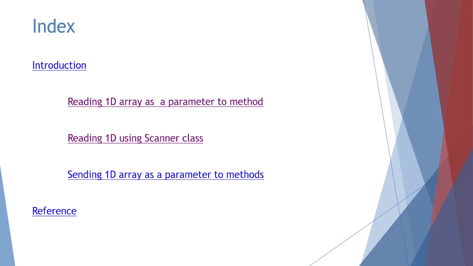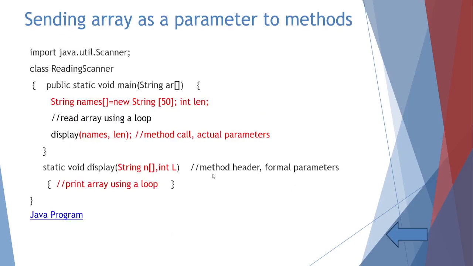Let's see sending a one-dimensional array as a parameter to methods. Import java.util.Scanner, reading scanner, but here please observe, void main has two variables. These variables are not member variables, they are local. First one is string names square brackets equal to new string 50. 50 locations are stored for the names array and int len to store the length. Let's assume we have read the array using a loop. Then we are calling another method to display.